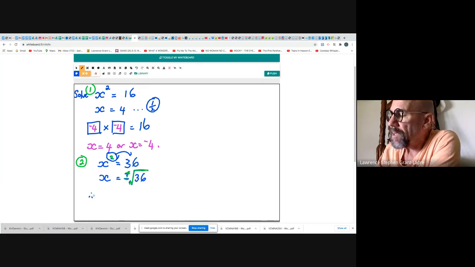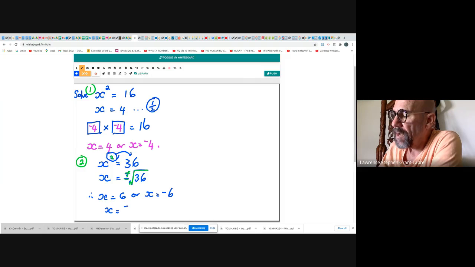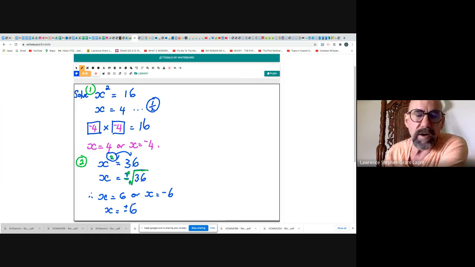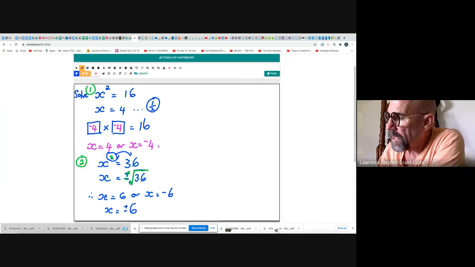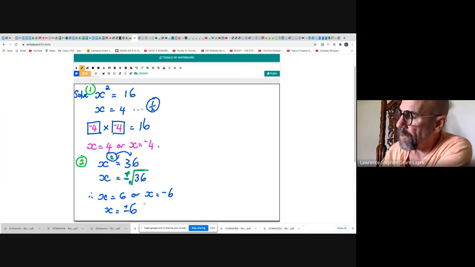And therefore your answer will be x is positive root 36. Square root of 36 is 6. So the answer is positive 6, or x could be negative 6. And it's a little bit flash, but you could write it like this, a plus and a minus 6. That's also another way of writing two numbers. That's a positive 6 or a negative 6, where they say plus or minus 6. That's an unusual way to present it, where you've got a plus sign sitting on top of a minus sign.